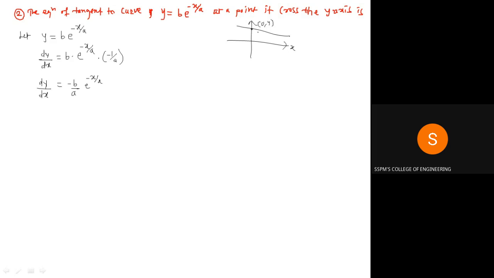So the value of y is to be determined. Substitute x is 0 in this equation of curve, that is y is equals to b into e raised to minus 0. The value of x is 0, so e raised to minus 0 is 1, which means y is equals to b. So at which point the curve crosses the y-axis? 0, b.